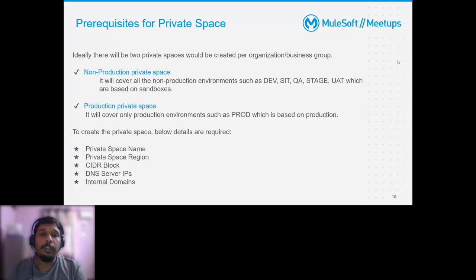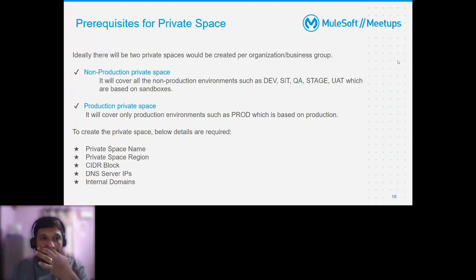Within the non-production private space, you have to do the bifurcation of environments like dev and SIT, because you cannot create multiple non-production private spaces, one for dev, one for SIT. That is not a recommended approach, because by default there is a limit on the number of private spaces per organization based on the licensing you go for, since you have subscription tiers like gold, platinum, and titanium. Based on that, the number of vCores and VPCs provided to your subscription will differ. So you go with one private space for all non-production environments and one for production. It's as simple as that.